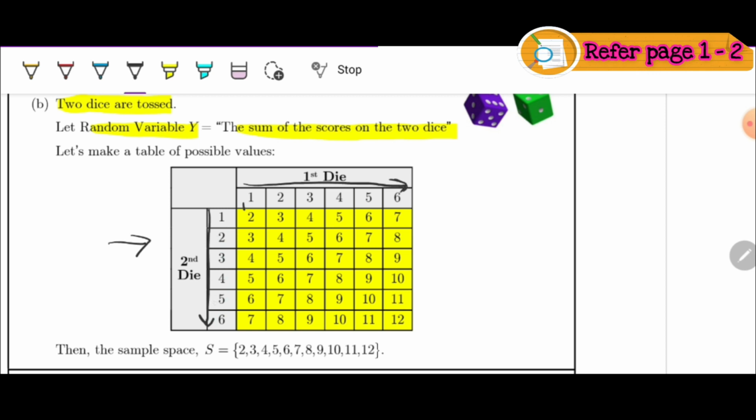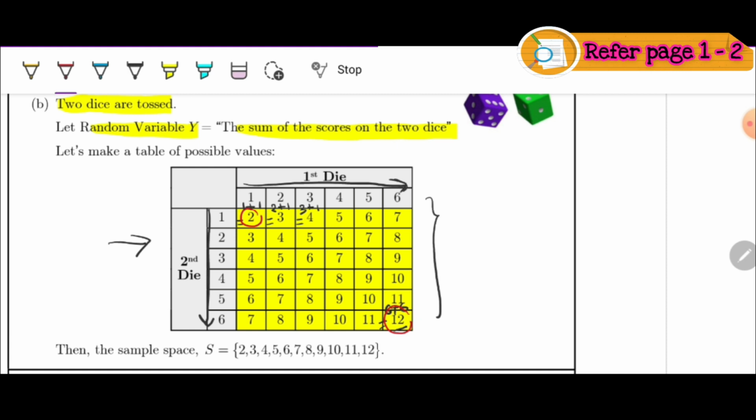If on the first die you get 1 and on the second die you get 1, the sum of the scores is 2. If the first die is 2 and the second die is 1, the sum of the scores is 3. Here means 3 on the first die and 1 on the second die, so the sum is 4. Continue the process until the biggest number on the dice, which is 6 and 6, and the sum is 12. From this table, you can see that the smallest value is 2 and the biggest value is 12.